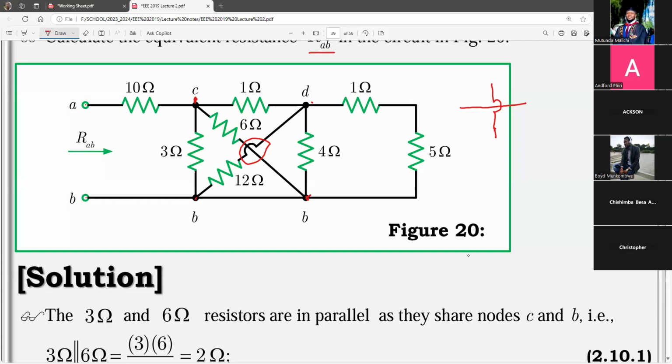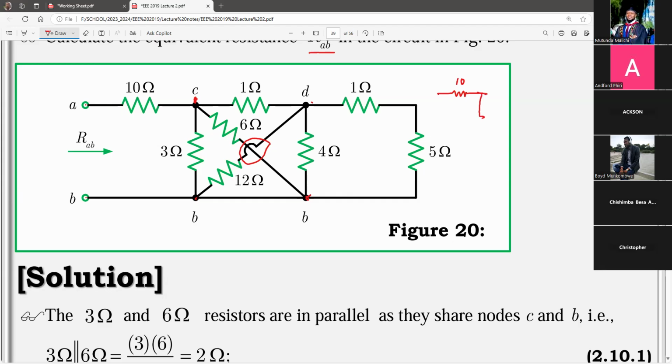So meaning, for you to clearly see what is happening here, you have to redraw this. So try to redraw this circuit. I think it should be something like this. We try to redraw the circuit to be able to get, okay, we have a 10 there.